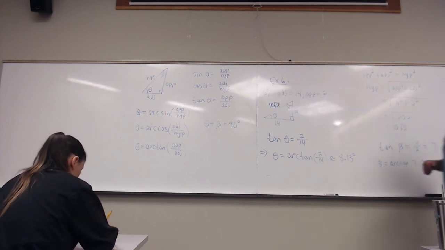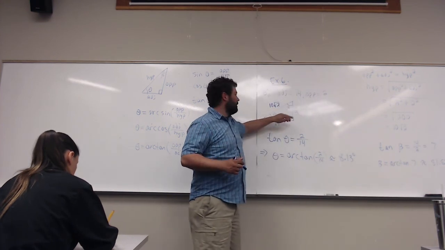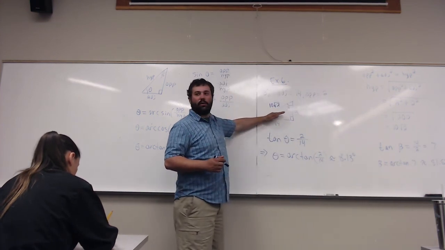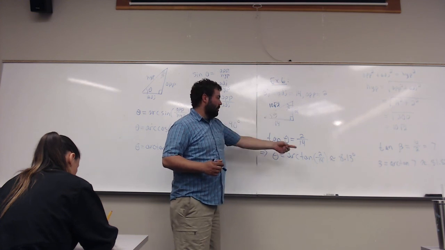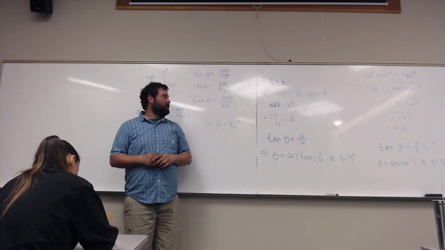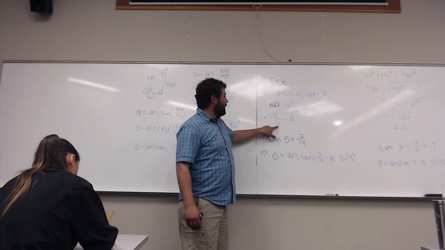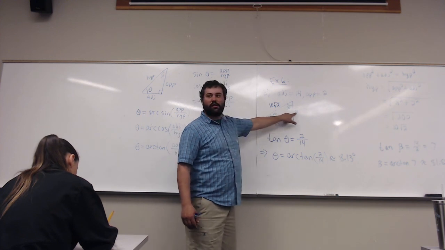And does this kind of make sense? If the adjacent side is long and the opposite side is short, that means that your angle should be pretty small. And 8.13 is a pretty small angle. So that's a sensible answer. Which is why beta is such a large angle, because the opposite side is longer than the adjacent side.